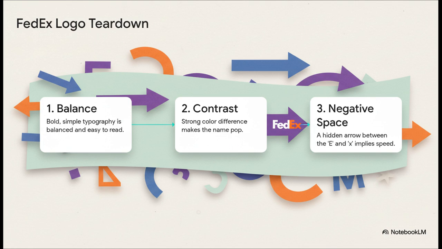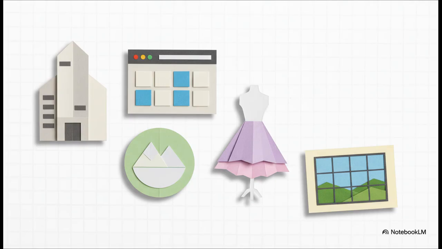That's the empty area around the letters. Look closely between the E and the X. See it? There's a hidden arrow. It perfectly implies speed, direction, and delivery. And the best part is, even if you never consciously noticed it, your brain did. It's just brilliant. And once you start looking for this stuff, you see it everywhere.